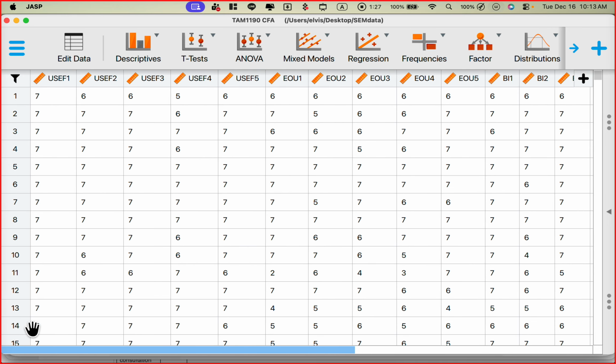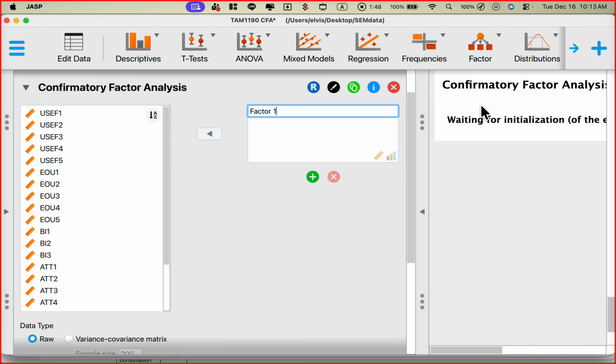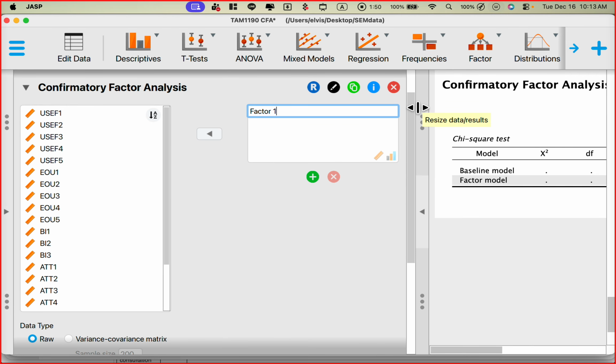And make sure all the indicators, or all items, have changed to scale level, all scale level. Now select the factor analysis and select confirmatory. Confirmatory, we mean confirm with theory. We confirm the theory. Okay.